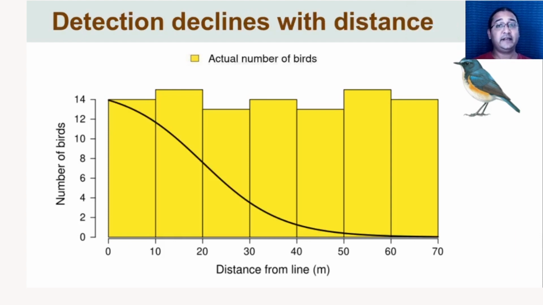However, the detection declines with distance. So birds that are very close to the line are always detected. So the detection probability of these birds is being shown by the black line there, the black curve.